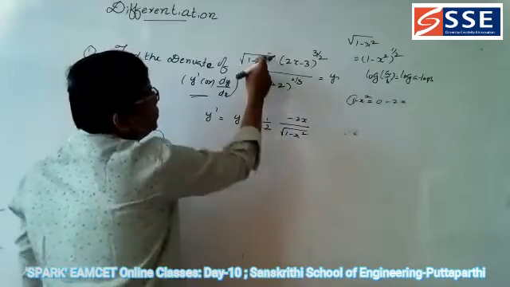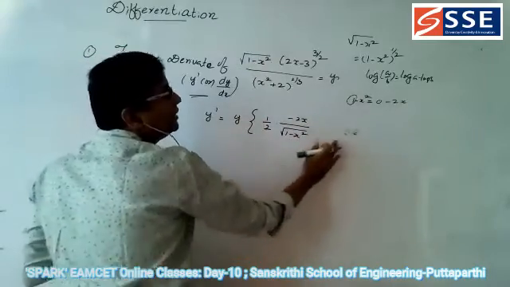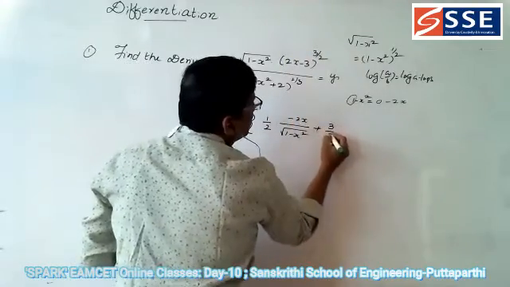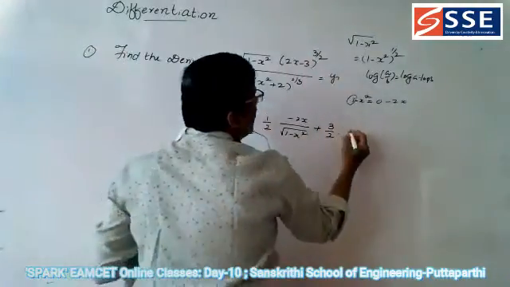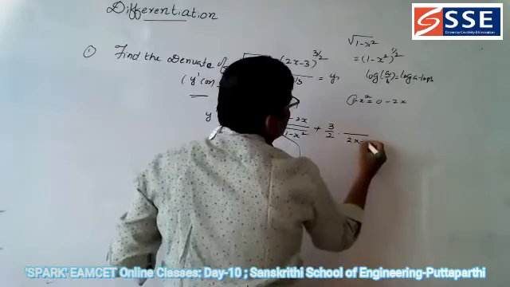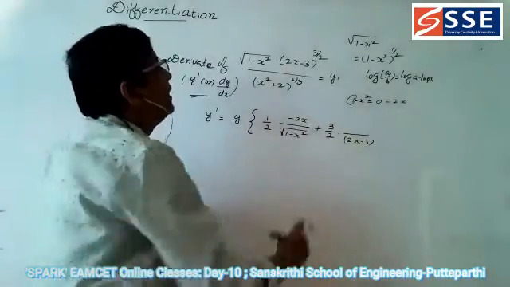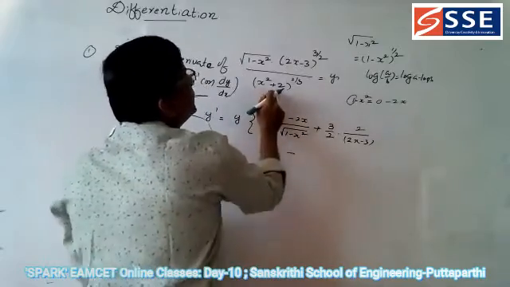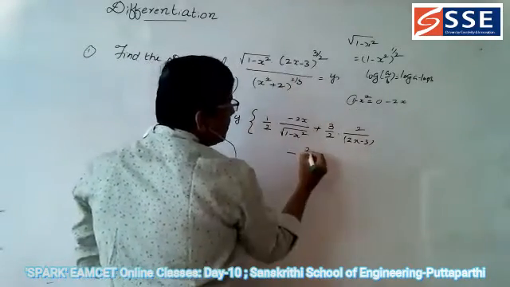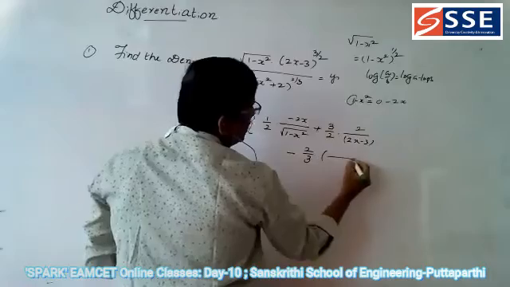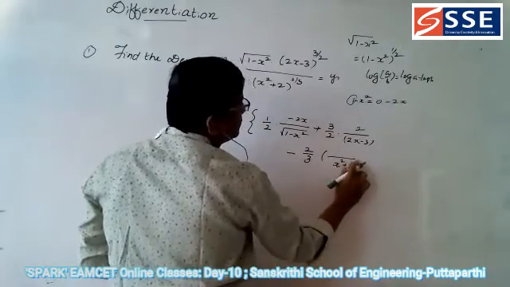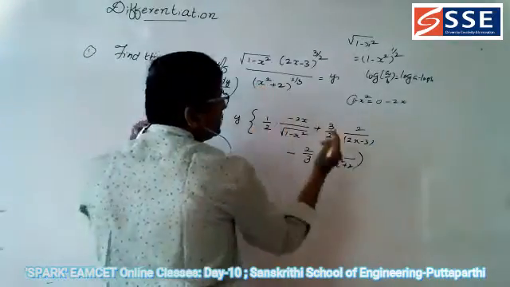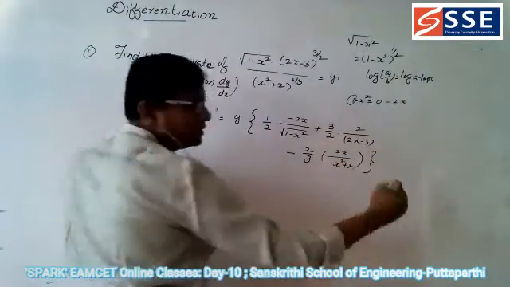the differentiation of this term, which is equal to 1 by 2 minus 2x by, plus. This is also the same. Bring the power to the front: 3 by 2 into, write the denominator as 2x minus 3, and the differentiation of this is equal to 2, minus, as usual, bring the power up, 2 by 3 into, write the denominator as the base, x square plus 2, whole divided by the differentiation of x square, which is equal to 2x. This is the answer, that's all.